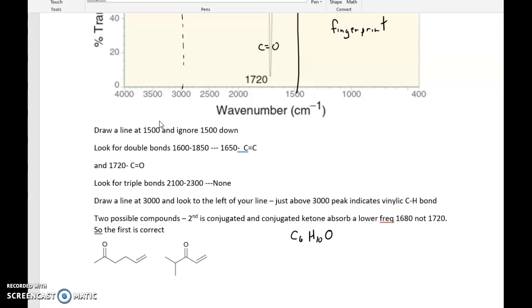We know, however, that if our ketone had been conjugated the way this one is, this compound is conjugated with this, we could get another structure here. We would have expected the ketone to absorb at a lower frequency at 1680 instead of our 1720. So this is the correct structure.